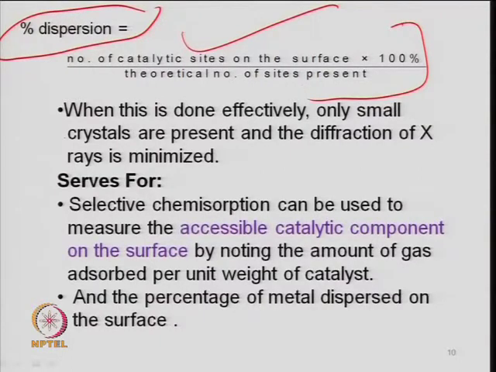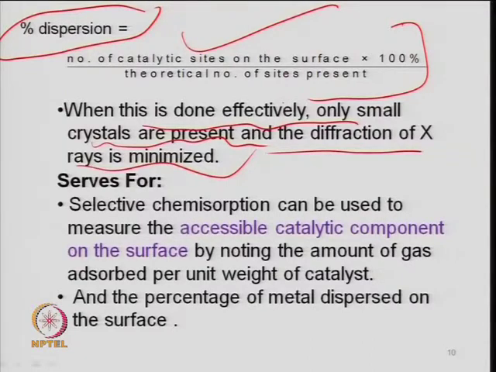So, if you have done that effectively, if the dispersion is good, only small crystals are present and the diffraction of X-ray is minimal. If the particles are finely dispersed, of the order of nanometers, with small crystallite size, they are better dispersed and X-ray will not detect them. All the species may not be detected, either because of low concentration or because the crystallite size is so small that X-ray, because wavelength is important for that. So, what is the wavelength of the X-ray, and then accordingly you can calculate that.